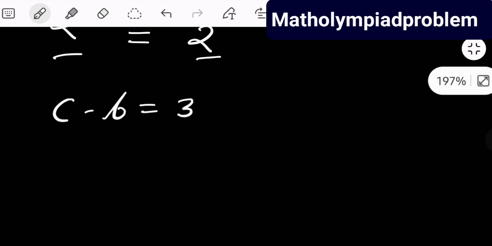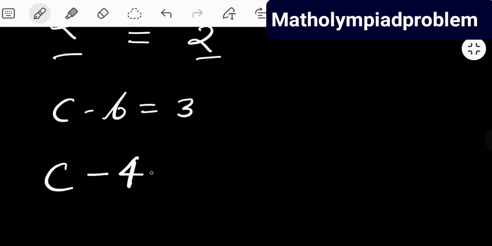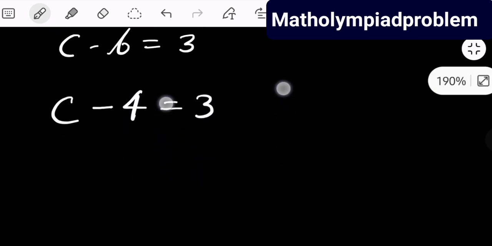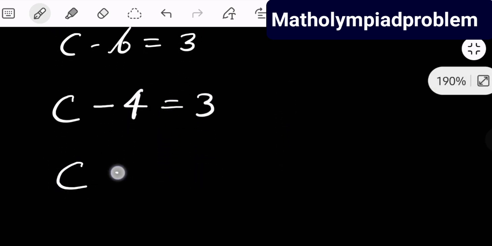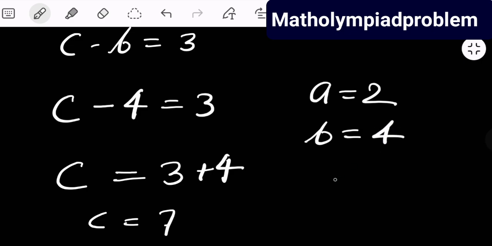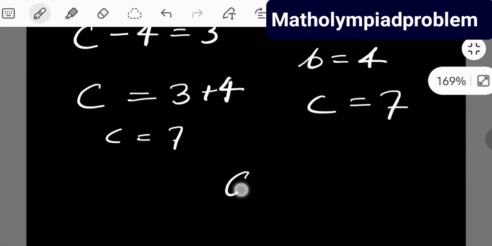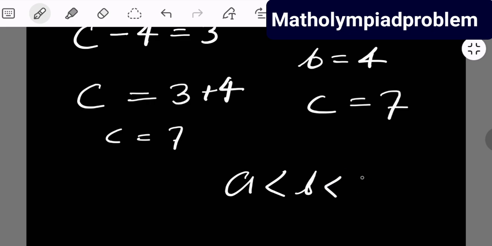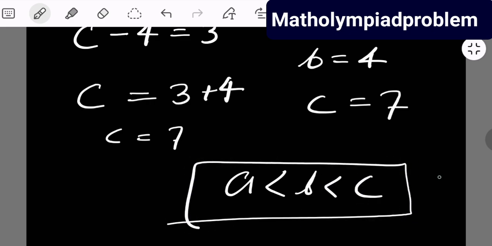Now just put the value for b. b is 4, so c minus 4 is equal to 3, or c is 3 plus 4. So we get c as 7. So we have a equal to 2, b equal to 4, c equal to 7, which is according to the question a is less than b is less than c, and we get all these values.